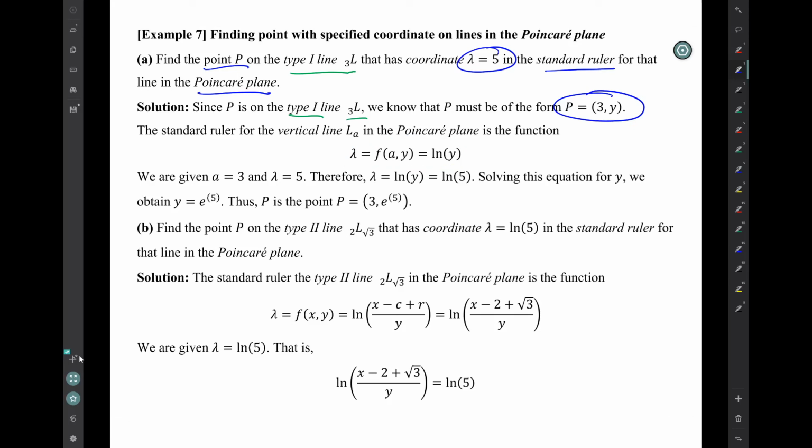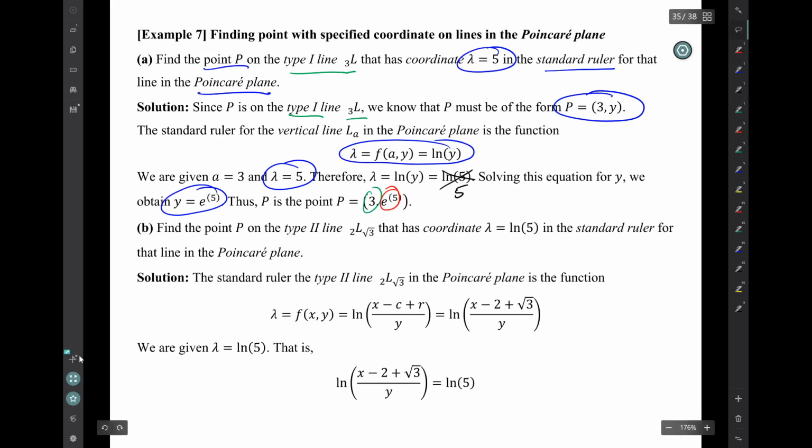But in our problem, we're told that lambda equals 5. And so here there's a typo. This should say lambda, which is ln of y, is equal to the number 5. If we solve that equation for y, we get that y has to be e to the 5th. So P has to be the point that has x-coordinate 3 and y-coordinate e to the 5th.